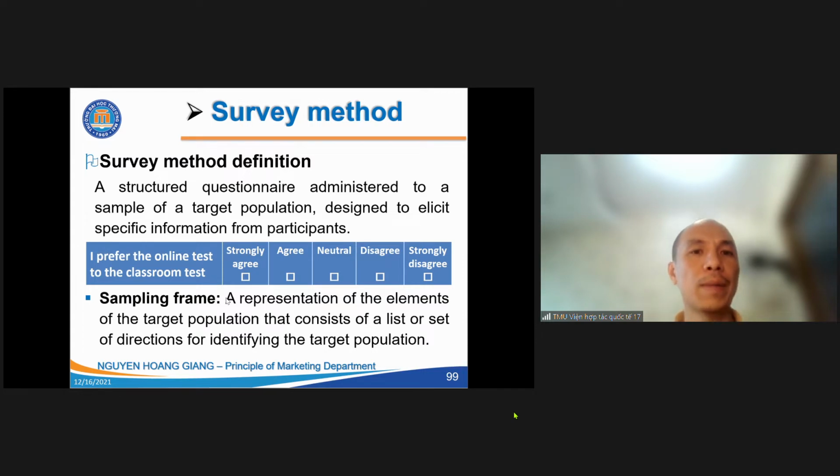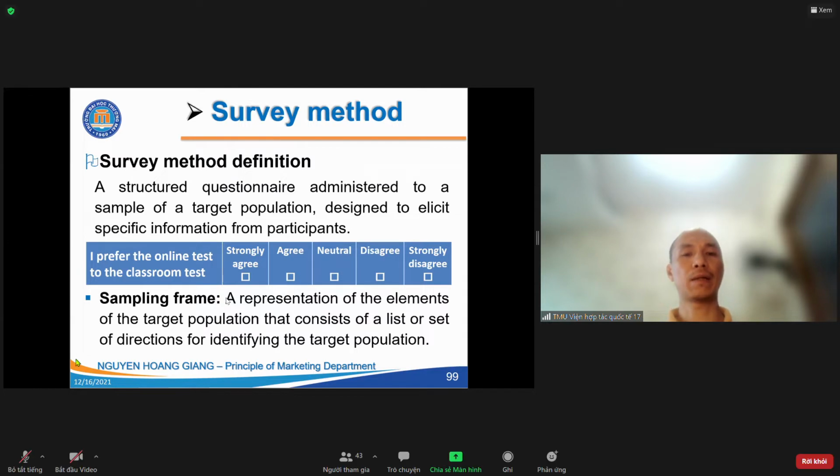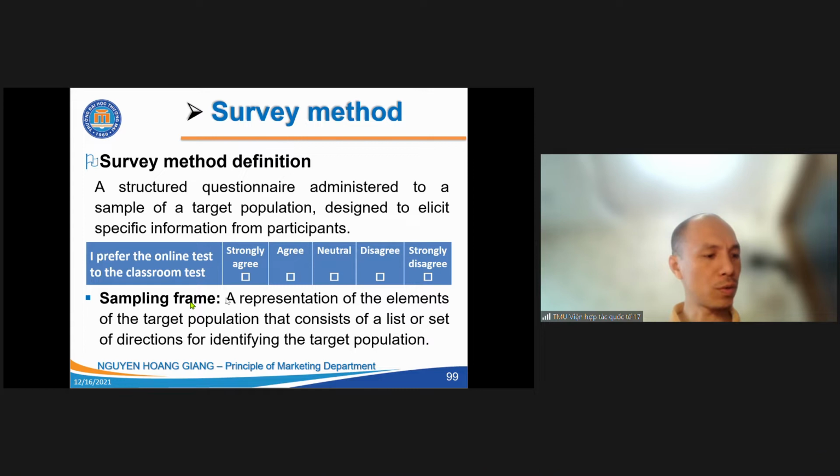The first one is about the survey method definition. It is a structured questionnaire administered to a sample of a target population, designed to elicit specific information from participants. So in surveys, normally we can use some different questions to ask about what we do in the research, and normally you can use some different types of questions.